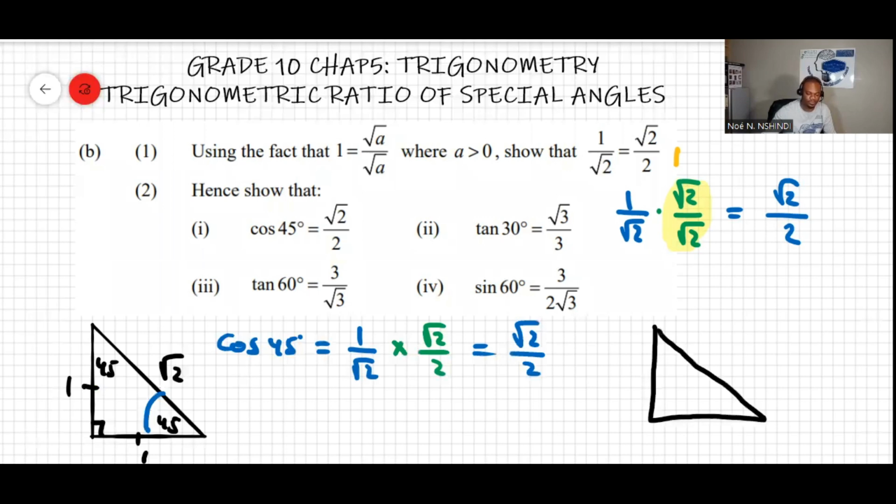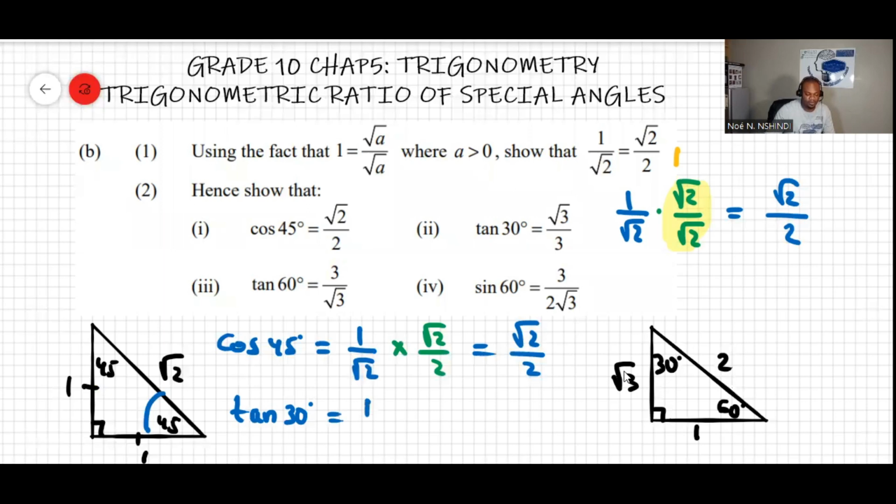The other right angle triangle here: 30, 60, and then there is 1, and then 2, and then that was root 3. Okay, so now if I need to work out tan of 30 degrees, tan of 30 is opposite over adjacent. So 30 degrees there, opposite 30 degrees is 1, and adjacent is root 3.